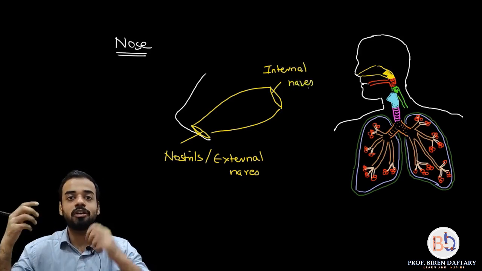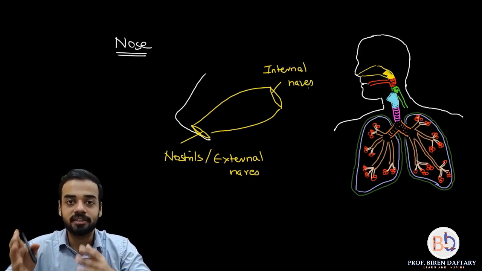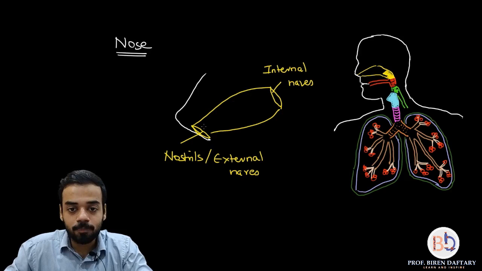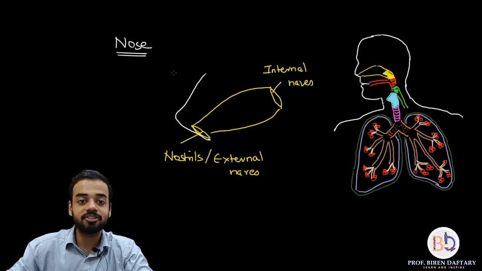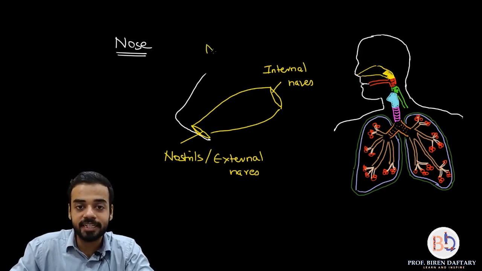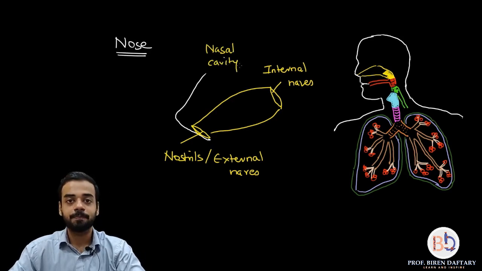They are also called internal nostrils, but the commonly used phrase is internal nares. Now this entire portion present between the external and internal nares is called the nasal cavity. The cavity or space present inside the nose is the nasal cavity.